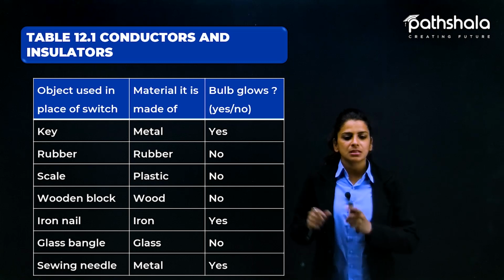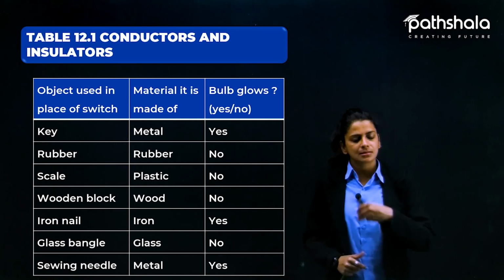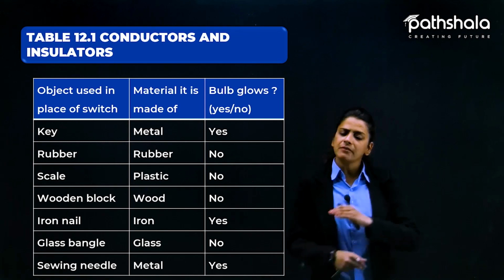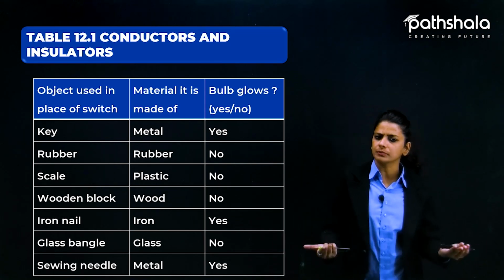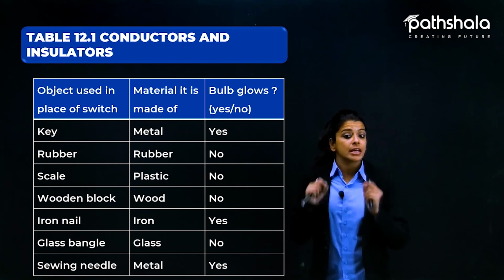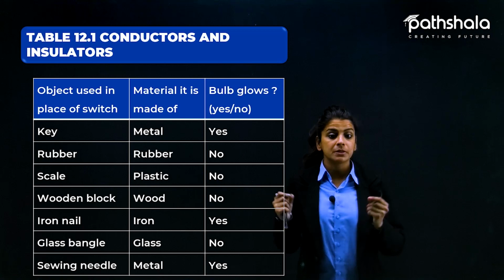So from this table, you are able to observe that with certain materials, the bulb is glowing. And with certain materials, the bulb is not glowing. But यहाँ पे हमने एक चीज common देखी है, that with metal, things made up of metal, the bulb is glowing.